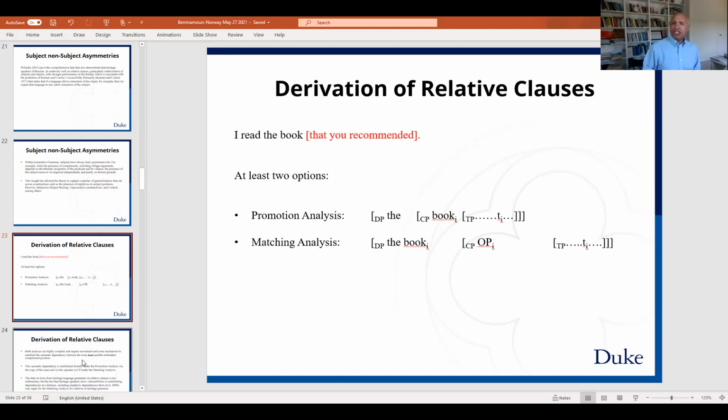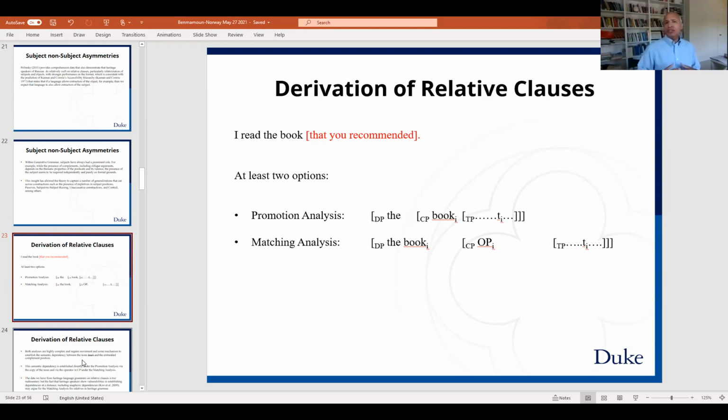Is it a promotion analysis, where you end up basically moving the noun to a peripheral position? Or is it a matching analysis, where you get some kind of operator that establishes that kind of relationship between the relativized noun and the empty position, or a position within the phrase marker? This has been really the debate, and there has been a revival of the promotion analysis recently.